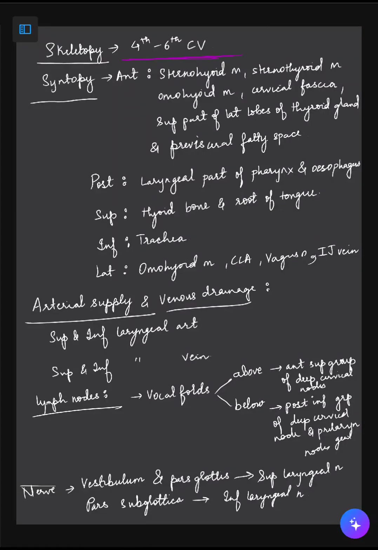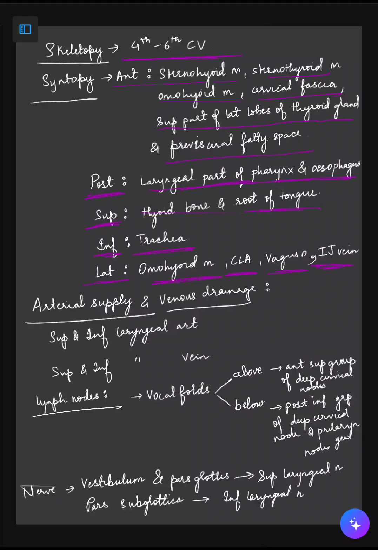What is syntopy? Anteriorly there is sternohyoid muscle, sternothyroid muscle, omohyoid muscle, cervical fascia, superficial part of lateral lobes of thyroid gland and perivisceral fatty space. Posteriorly, laryngeal part of pharynx and esophagus. Means, see, larynx is in front and behind is pharynx and esophagus. Superficially is hyoid bone and root of tongue. Inferiorly is trachea and laterally is omohyoid muscle, common carotid artery, vagus nerve, internal jugular vein.